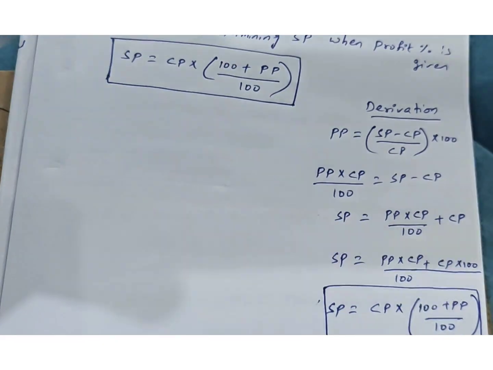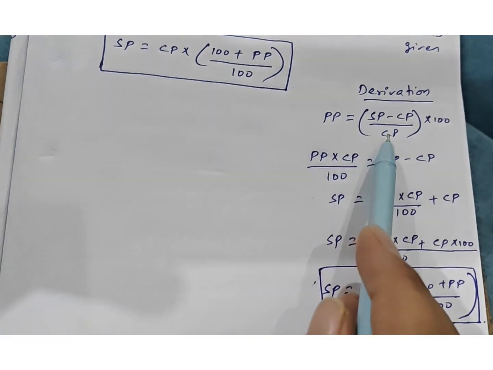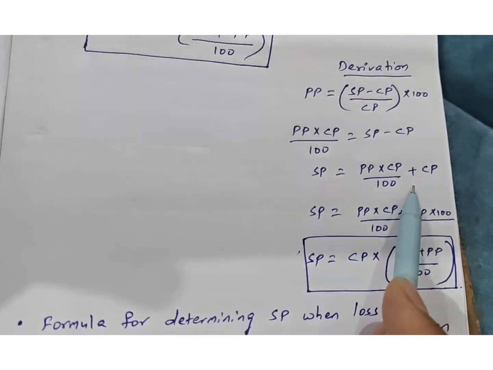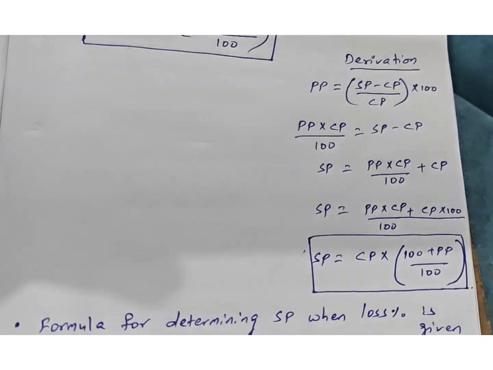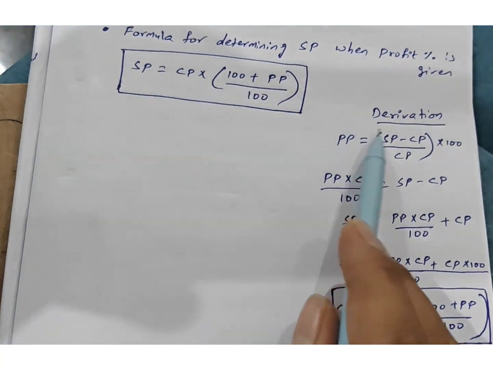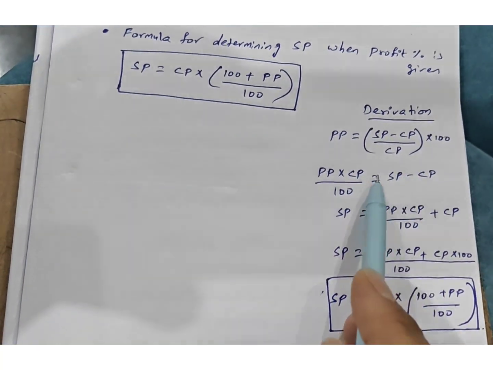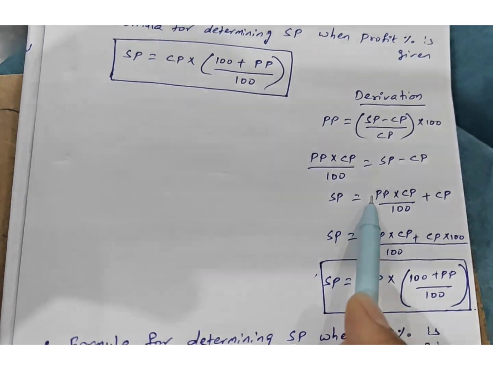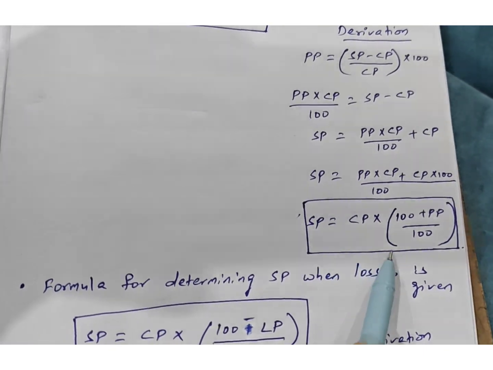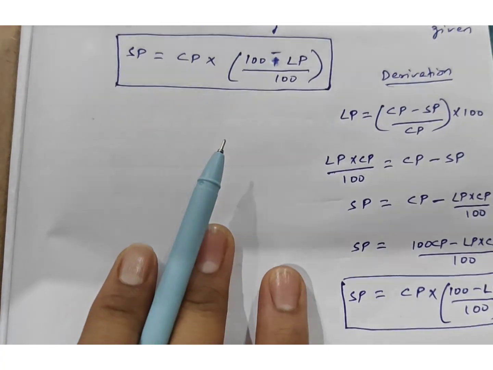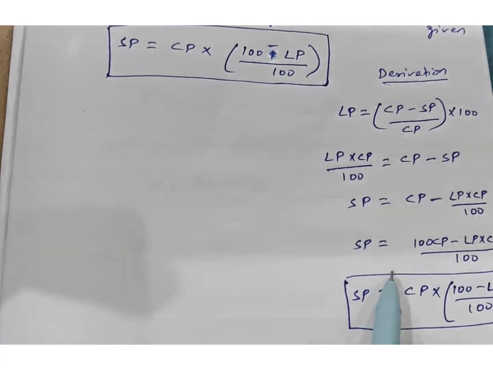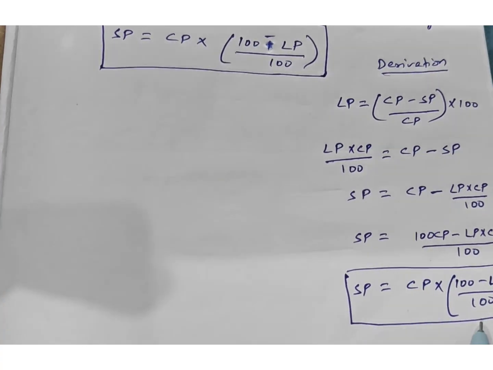Here you can find the derivation of the formula. As we know, the profit percentage is equal to (selling price minus cost price) by cost price into 100. Using the mathematical calculation, bringing the right hand side contents to the left hand side and rearranging the terms, we can arrive at this formula: selling price is equal to cost price into (100 plus PP) by 100. In a similar way, the calculation for the selling price when only loss percentage is given can be seen here.